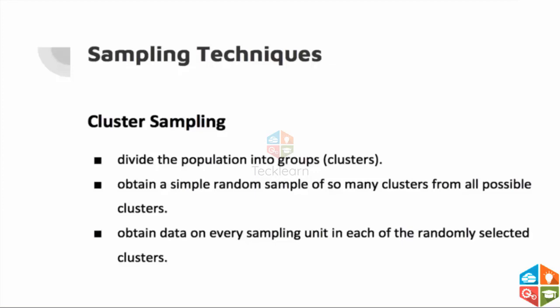So for example, if any student can go to any school in the whole city, then in that case cluster sampling makes more sense, because the groups that we have in cluster sampling are actually heterogeneous instead of homogeneous.